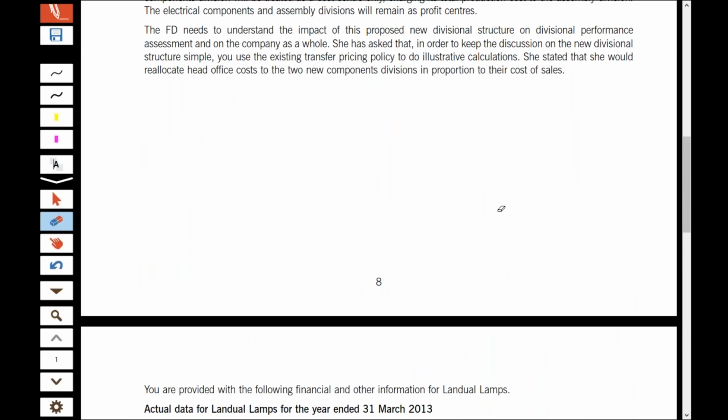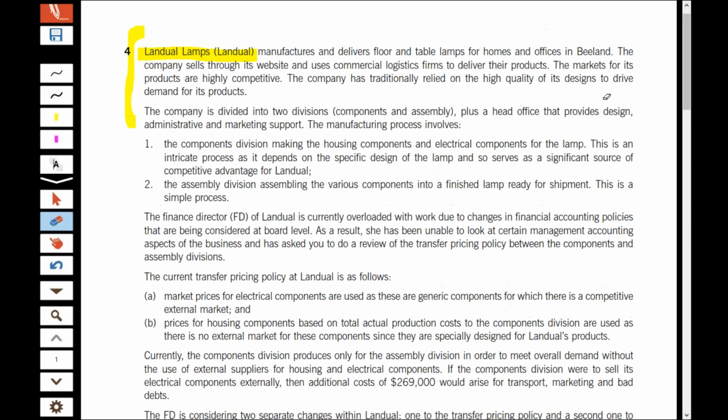Okay. Now let's start discussing this question, Landwell Lamps. It says Landwell Lamps manufactures and delivers floor and table lamps for homes and offices in VLAN. The company sells through its website and uses commercial logistic firms to deliver their products. The markets for its products are highly competitive.